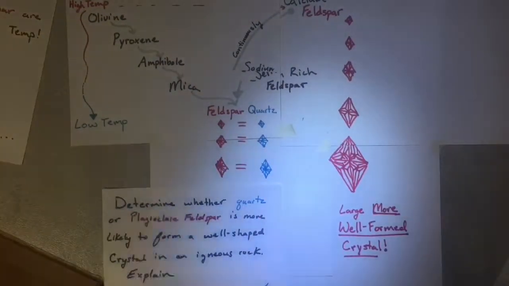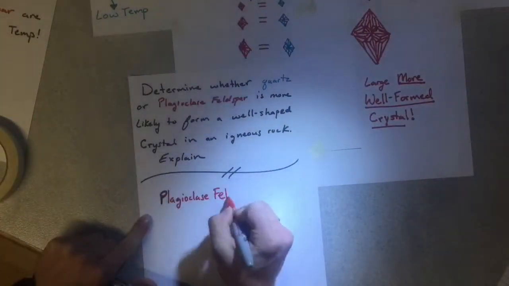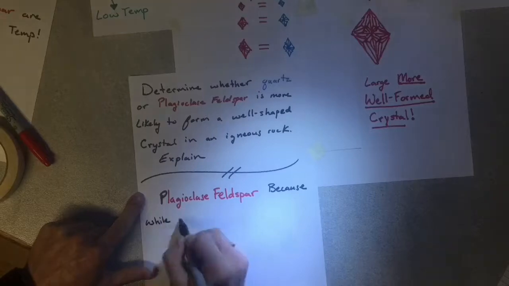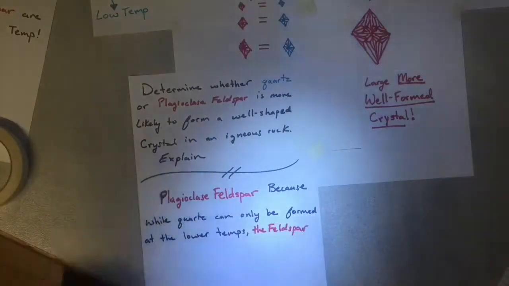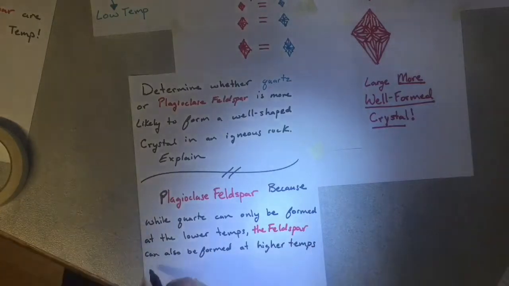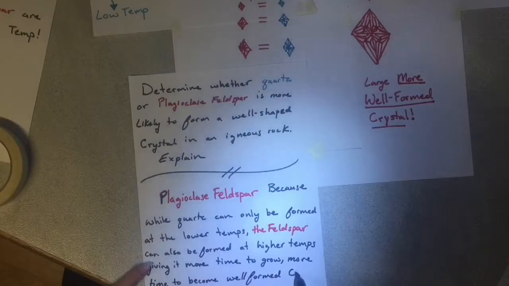as their faces become more well-formed. So if we bring this back to our original question, we'll see that plagioclase feldspar is our choice, because while quartz can only be formed at the lower temperatures, the feldspar can also be formed at high temperatures, which gives it more time to grow, which is more time to become well-formed crystals.